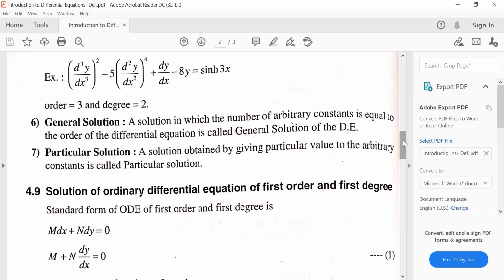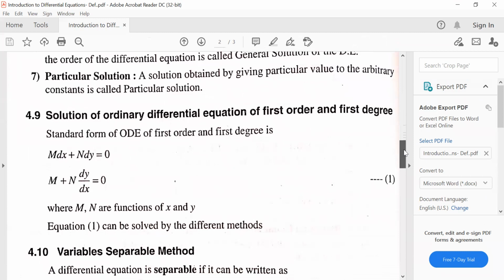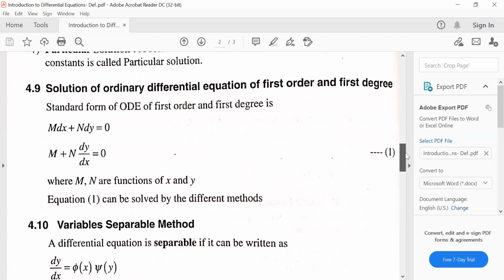So now we discuss what a solution is, how to find the solution, and what the methods are. How to find a solution of first order and first degree is our main intention here. So we are concentrating only on first order and first degree. As we have discussed, there will be dy and dx present in the equation. It is called an ordinary differential equation, with functions of x and y.